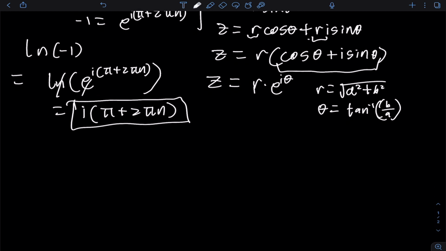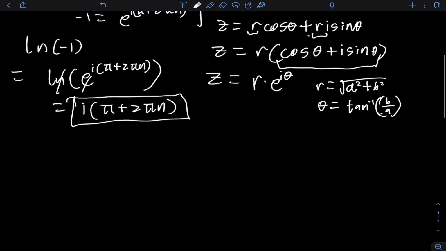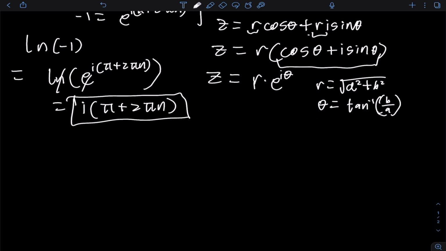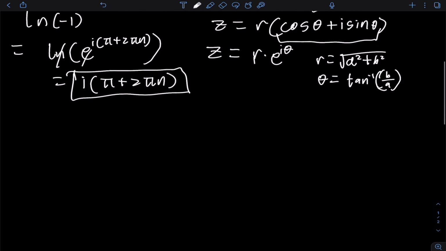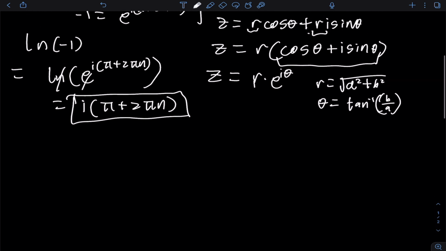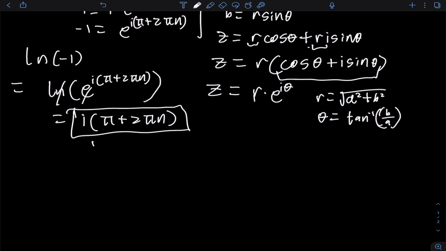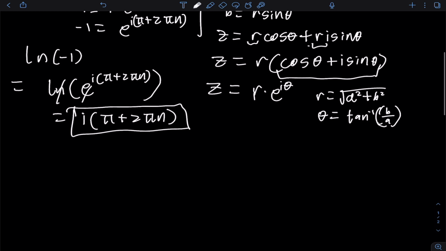And the final concept to introduce here is the idea of branches. To understand branches, first of all, let's establish one piece of terminology. This angle here, theta, that corresponds to the angle here, is called the argument. The idea is that a branch is a continuous function that selects only one value from the results of the multivalued function. So for instance, this is a multivalued function right here, because the natural log of a negative number results in an infinite number of solutions.